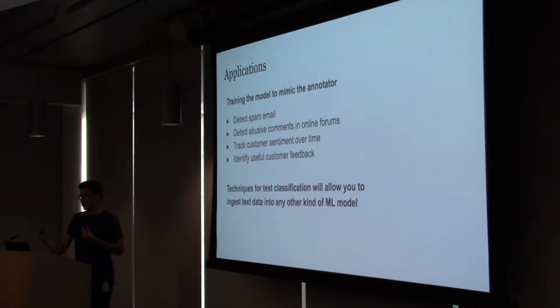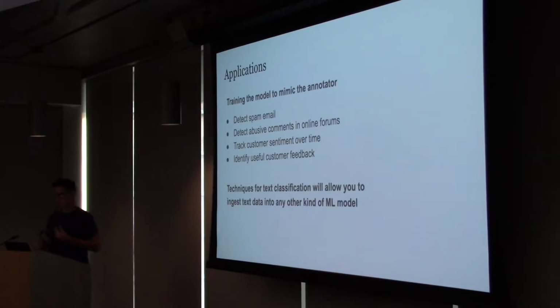But one thing to focus on is that the techniques used for text classification will allow you to ingest text into other kinds of models as well. Say, for example, you're building a recommender system to model the interaction between users and items. There's every chance that your users or items will have text features. So some of the things I go over today may be useful for other kinds of models that you're building.